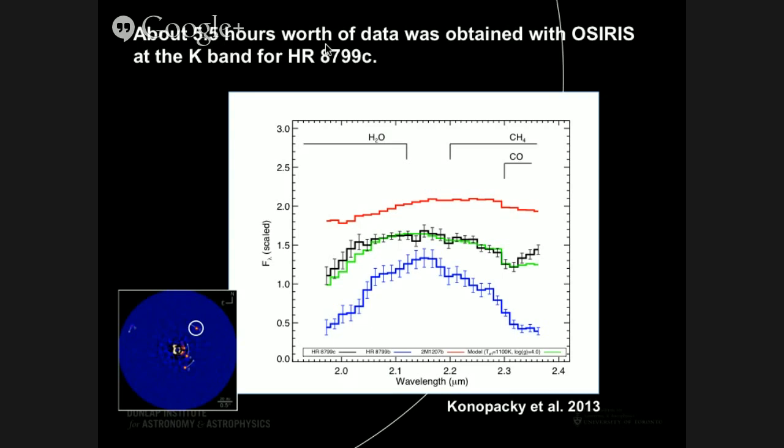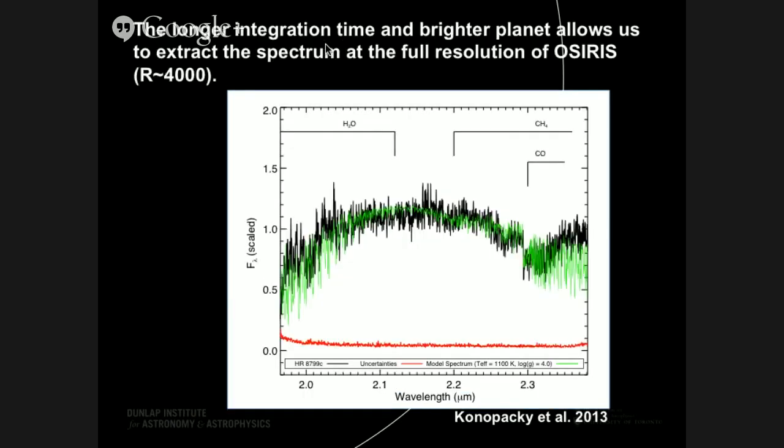But the nice thing about this particular data set was that we had 5.5 hours' worth of data just on this one planet alone. And that gave us sufficient signal to noise that we could actually extract the spectrum at the full resolution of OSIRIS, so R of 4000. So now I'm showing the spectrum in black again, but at the full resolution. The green is a best-fit atmospheric model. Our best-fit temperature is about 1100 Kelvin, and I think it matches relatively well.